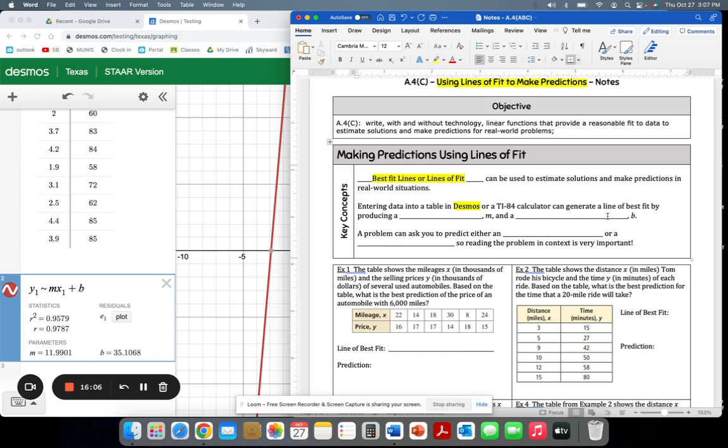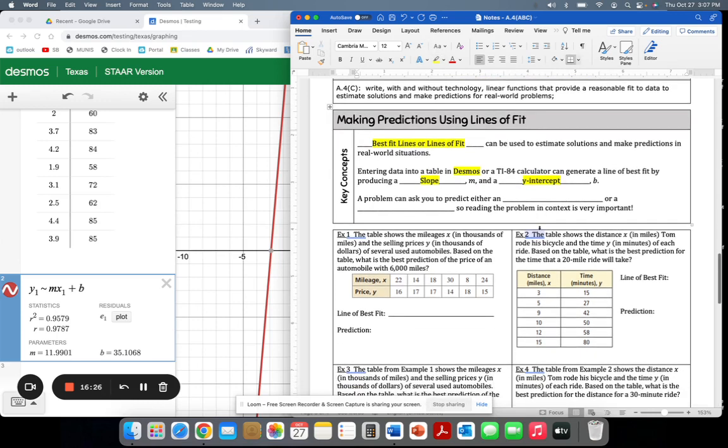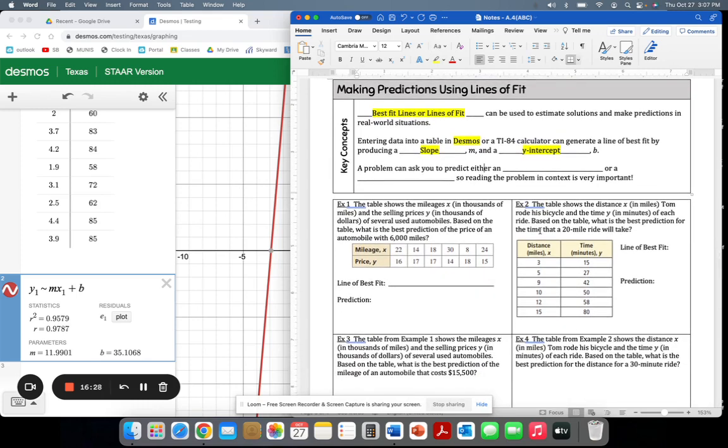You can generate a line of best fit by producing a slope. M is slope, you would know it by now. And B, what is B? Y-intercept. So I am going to find that line on the Desmos calculator and identify the slope and y-intercept. That is going to give me an equation for that scatter plot, and I will be able to make predictions, and I will actually be using the calculator for the predictions.